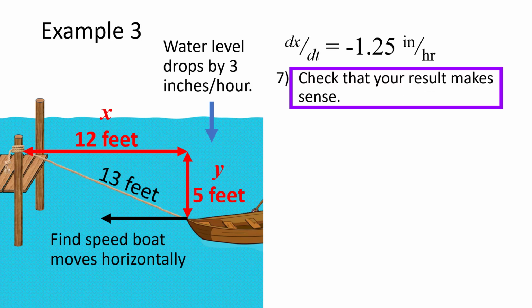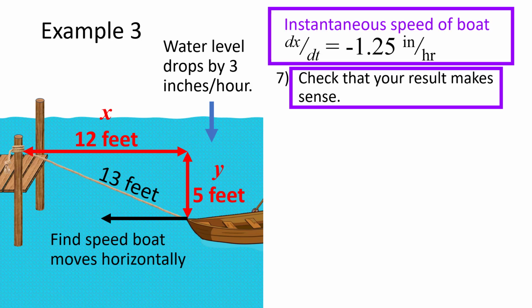Next, we check whether that result makes sense. The boat is getting closer to the dock, so x is getting smaller. That means dx/dt should be negative. We found a negative result, so that's encouraging. What we found is the instantaneous speed of the boat at the moment when y is 5 feet. That is not the same as the average speed over a period of an hour, but it's likely to be close. Let's find out how far the boat moved in an hour, starting when y was 5 feet.